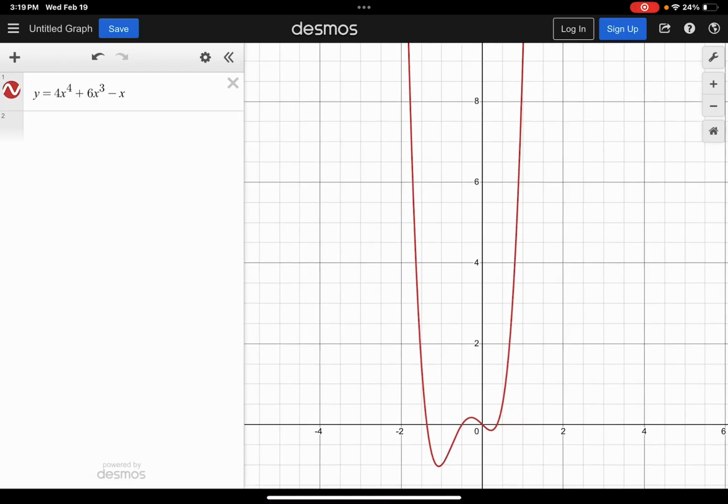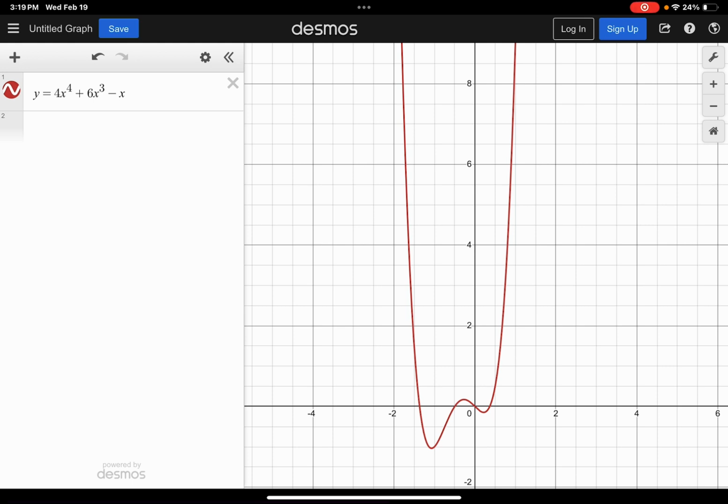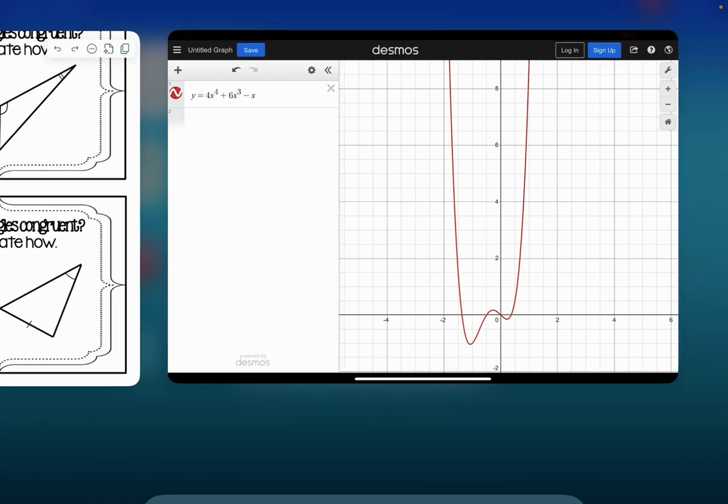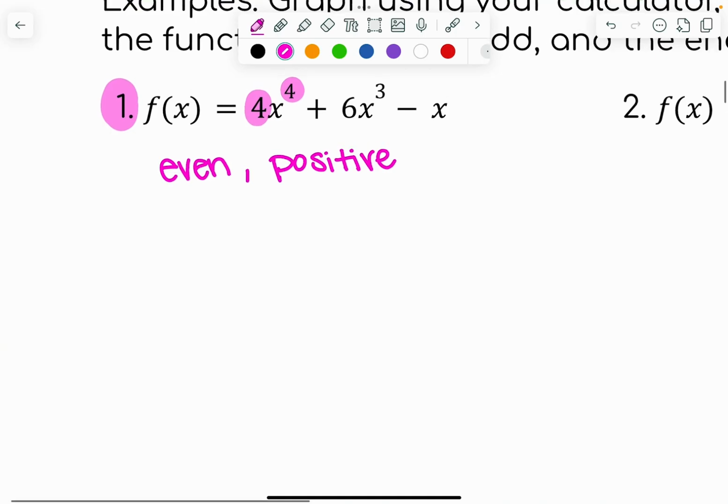So if I'm looking at this graph, do you see how both sides are shooting up towards the sky, right? This is an even function. It is positive, so both sides are going to go up on the ends, right? So I'm going to just draw a little sketch of this graph here. The graph for this function looked a little something like this, right?